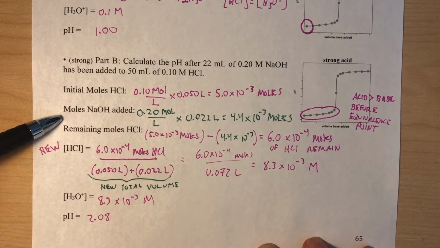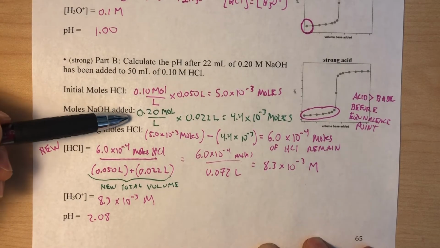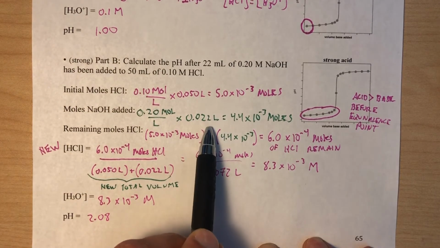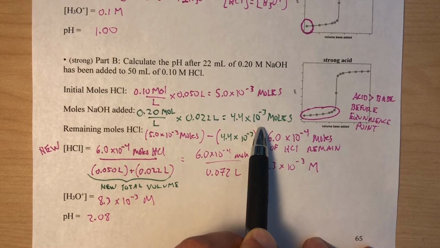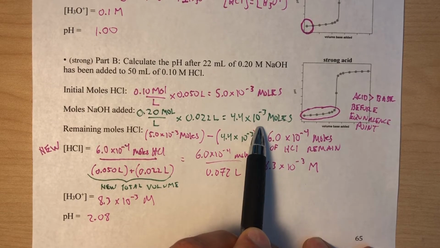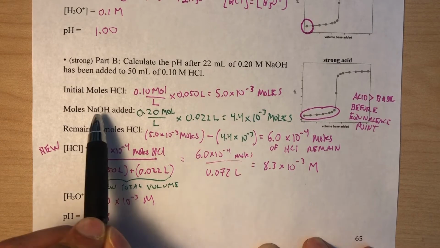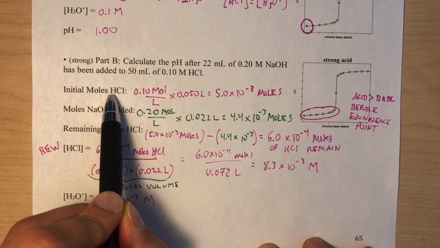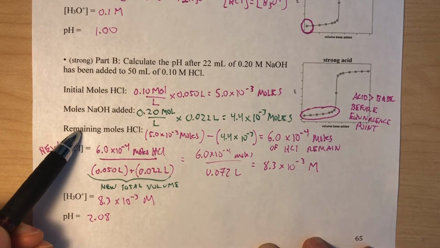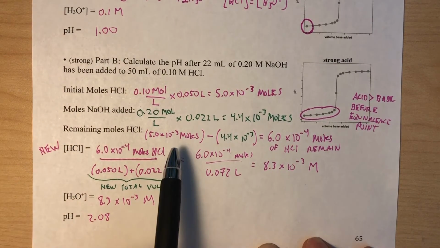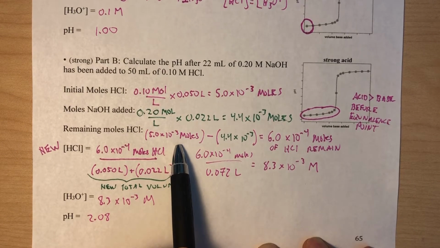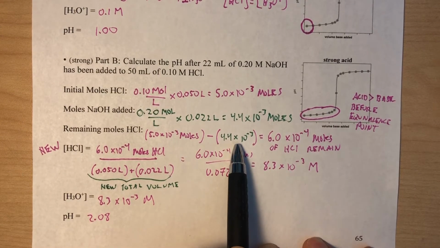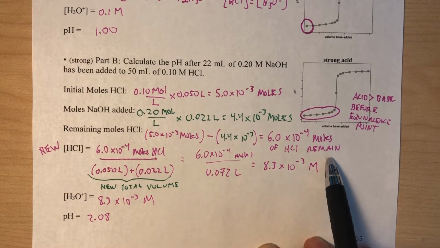What's going to change is the moles of sodium hydroxide that have been added. At this point, we are at 22 milliliters of 0.20 molar NaOH. So we take 0.20 moles per liter, multiply by 0.022 liters, which gives us 4.4 times 10 to the negative 3 moles of sodium hydroxide that have reacted. Those moles are going to react in a 1-to-1 ratio with HCl. The hydroxide deprotonates 1 proton from HCl, and HCl only has 1 proton. So the remaining moles of HCl can be calculated. They are 5 times 10 to the negative 3 moles, our initial value, subtracting the amount that reacts with base, and we get 6 times 10 to the negative 4th moles of HCl that remain.